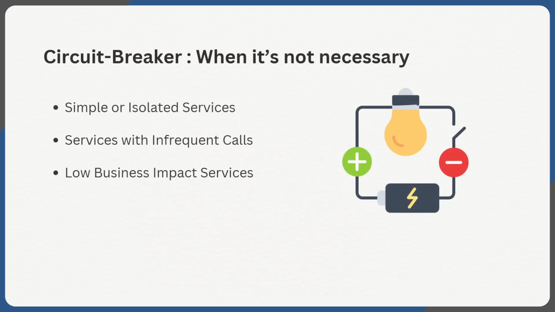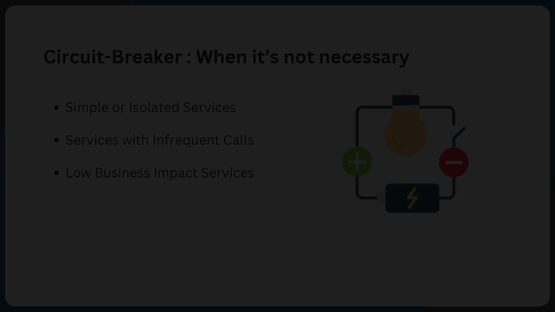You can skip or defer implementing a circuit breaker in scenarios where the service is simple or operates in isolation without dependencies such as a local logging or metric collector. It's also unnecessary for services that are rarely invoked and where the impact of the failure is minimal. Similarly, circuit breaker may not be needed for non-critical services with low business impact, where failures don't significantly impact the user experience. Once we take a look at an example of circuit breaker, you'll have a better picture.